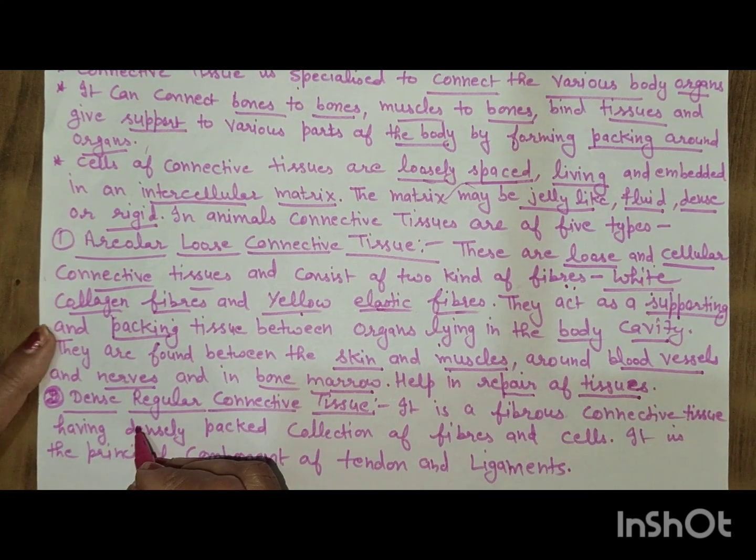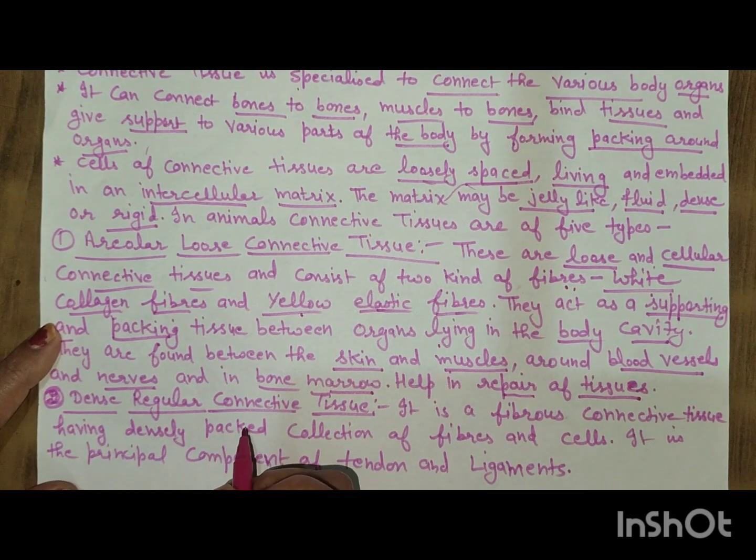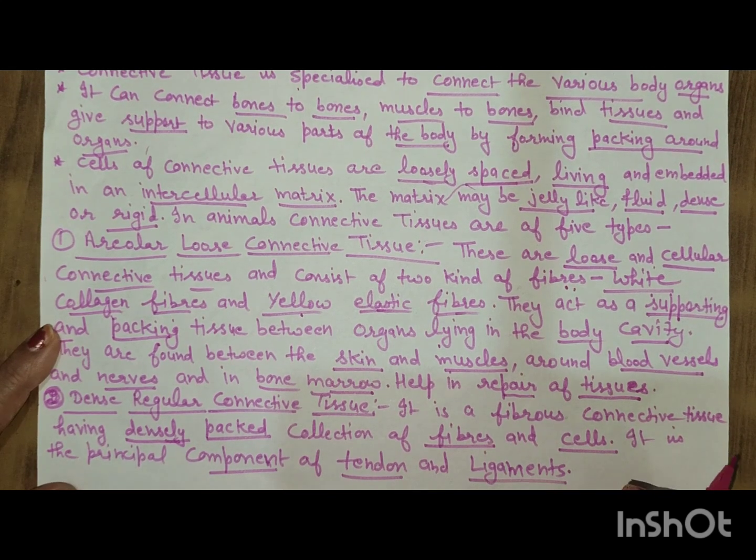Next is dense regular connective tissue. It is fibrous connective tissue having densely packed cells. These are densely packed collections of the fibers and the cells. It is the principal component of the tendons and ligaments.